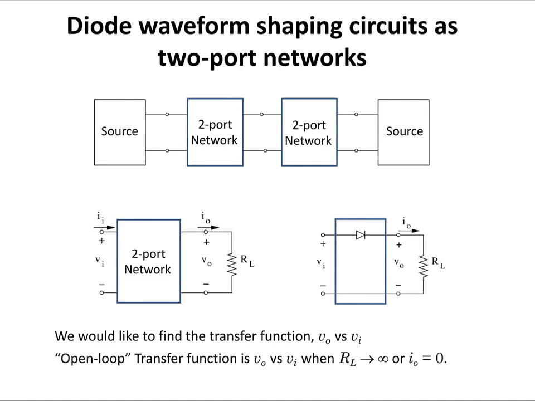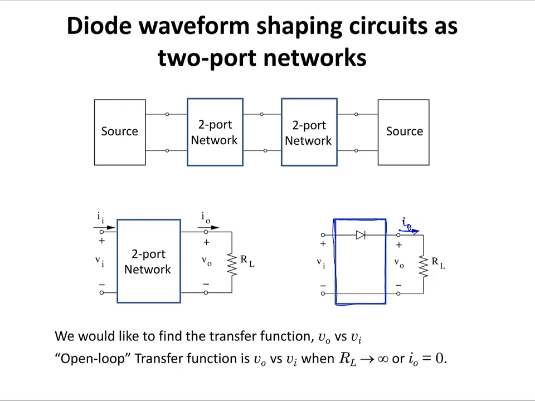Previously, you saw that we can represent the analog circuits with building blocks, where each one of these building blocks is a two-port network. One example of these two-port networks is a diode waveform shaping circuit. In this example, our two-port network consists of only one diode, and today in this lecture video, we're going to see how this network is going to affect the shape of the input signal. We would like to find the transfer function, or Vout versus Vi, in these circuits.